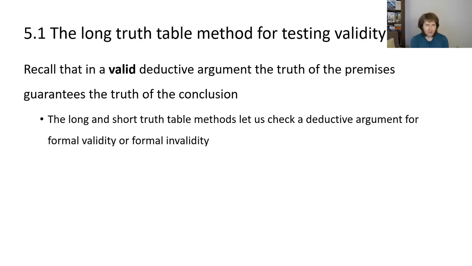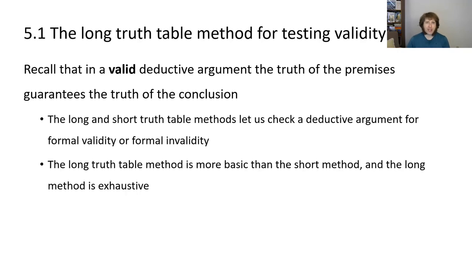So the truth table methods, we're learning the long truth table method here in this chapter. The next chapter is the short truth table method, sort of a shortcut truth table method, is a kind of tool that lets us check deductive arguments for their validity or invalidity. So all deductive arguments are either formally valid or formally invalid. And by using the long truth table method, we can really exhaustively check whether or not a given deductive argument is valid or not.